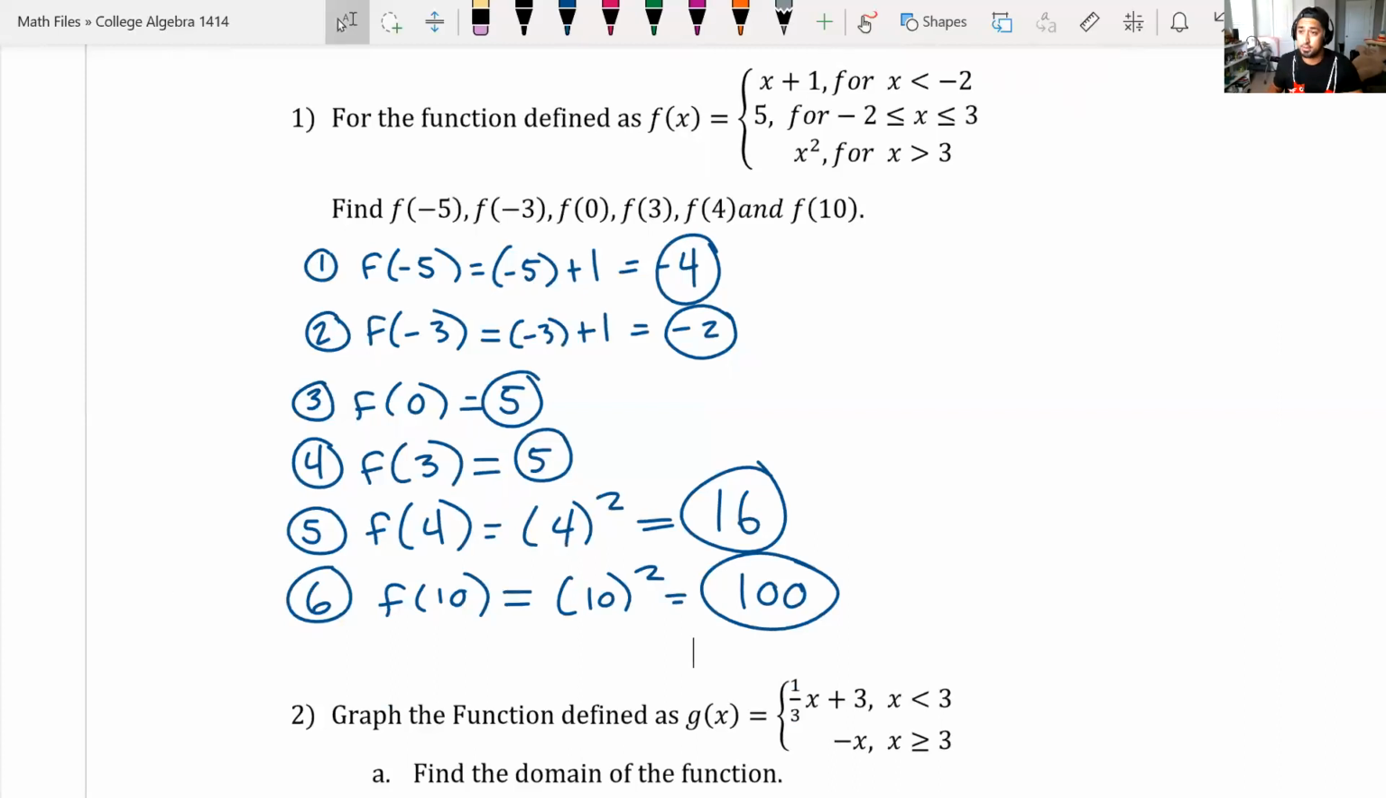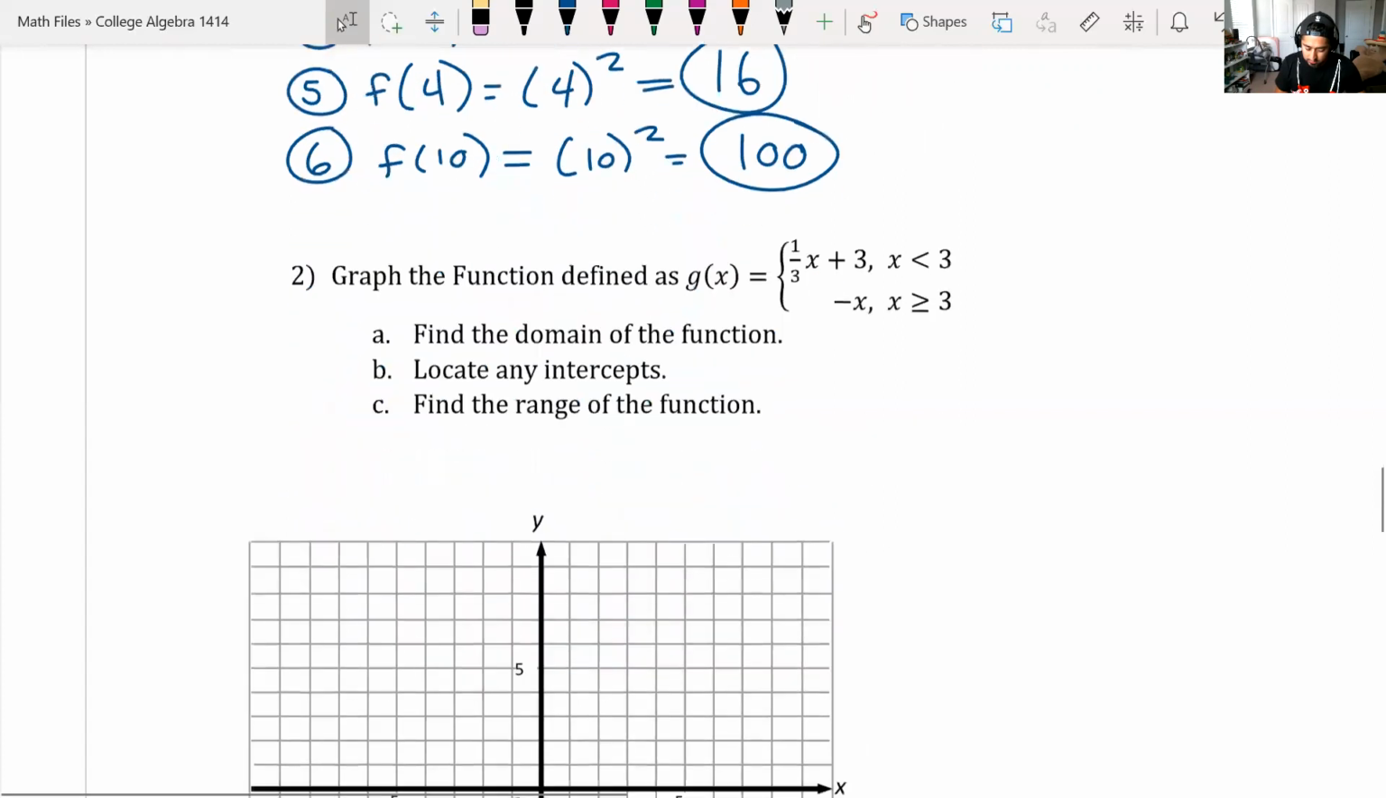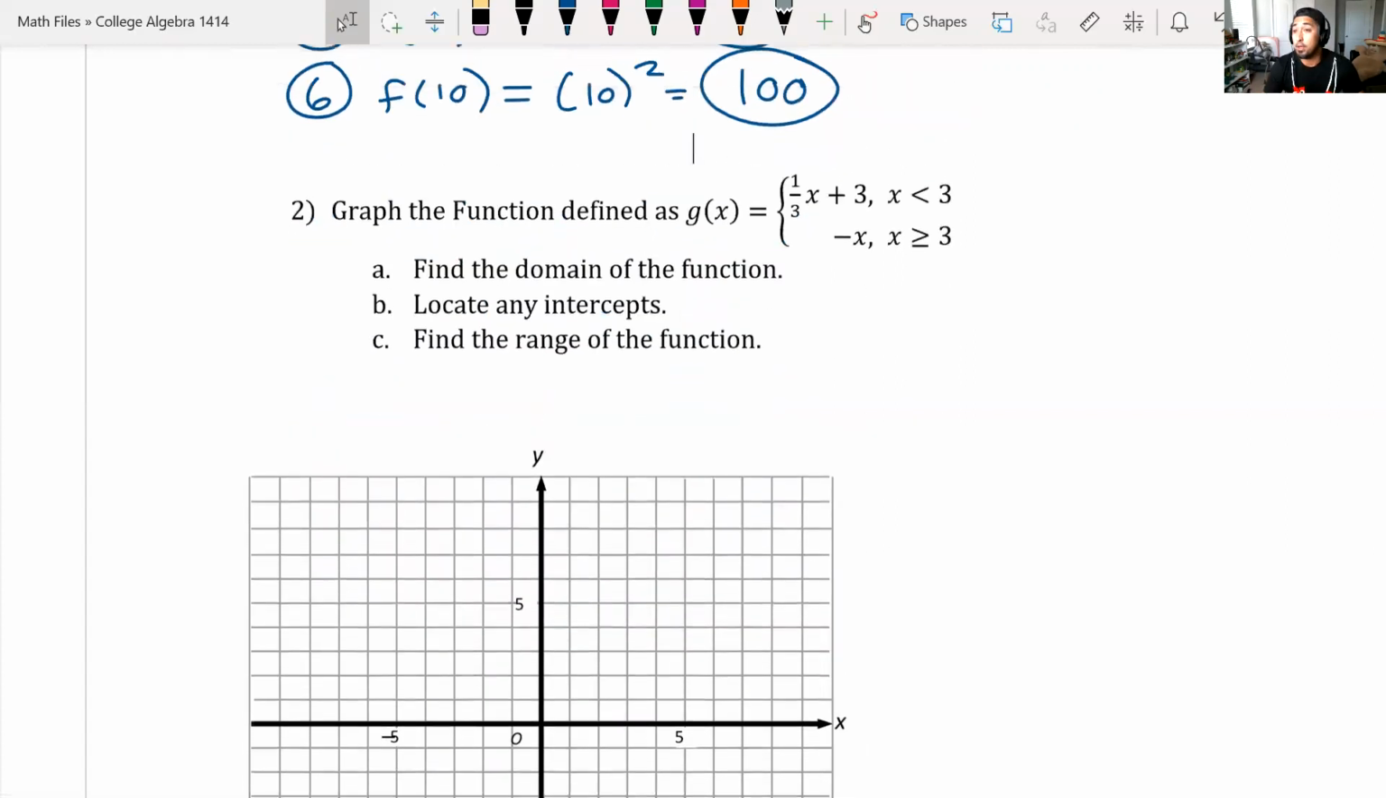Okay, awesome. So that is evaluating a piecewise function based on restrictions and based on the x values you are given. You piece them together, right? Okay. Now let's graph a piecewise function.